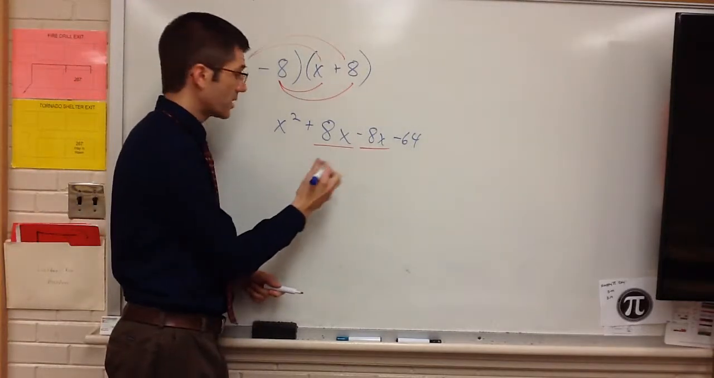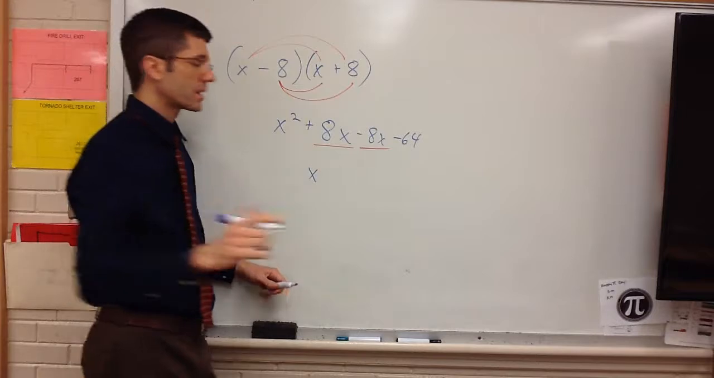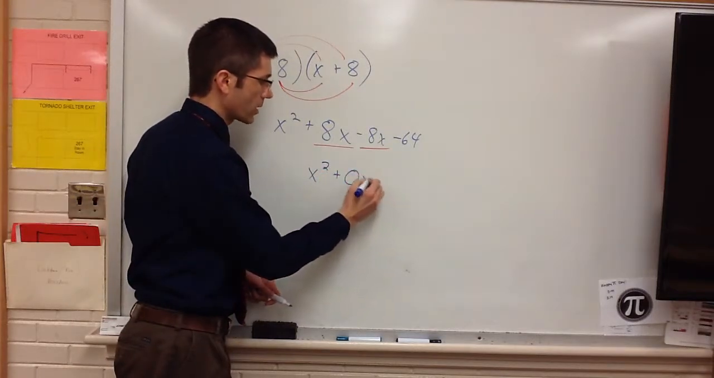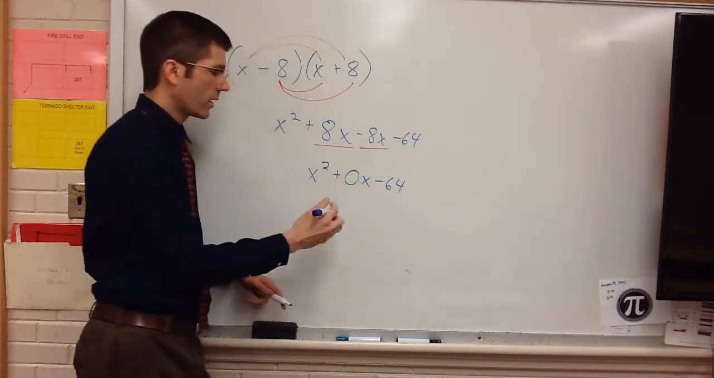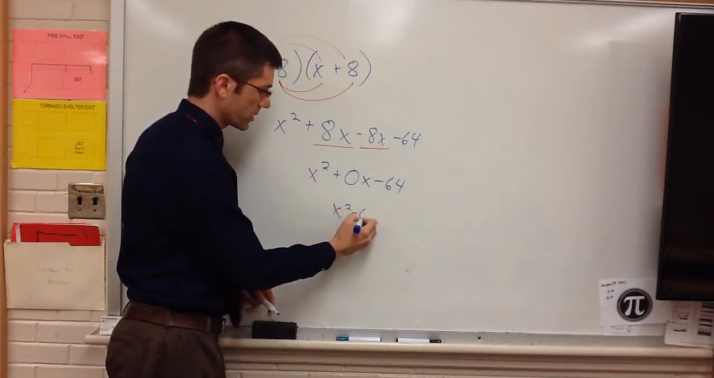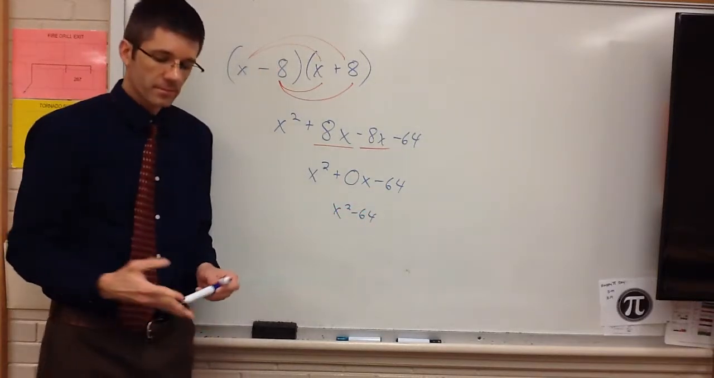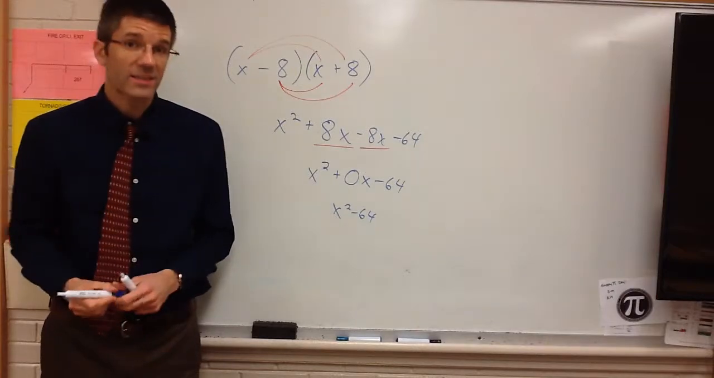So this becomes 0x. I'm going to write an extra step, but you can leave it out if you want. x squared, 0x, minus 64. Well, I have no x's, so why would I even write it? So x squared minus 64. There we go. Okay.